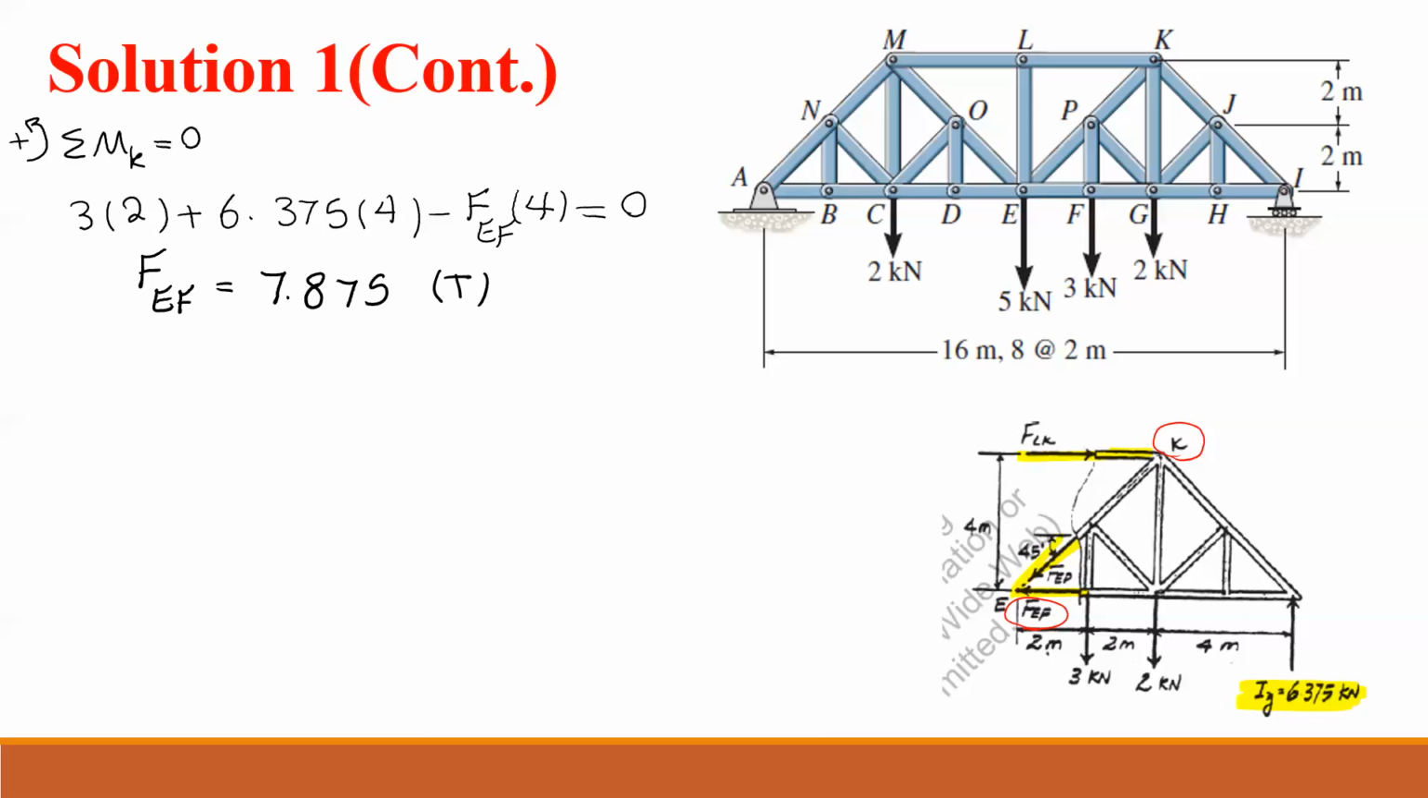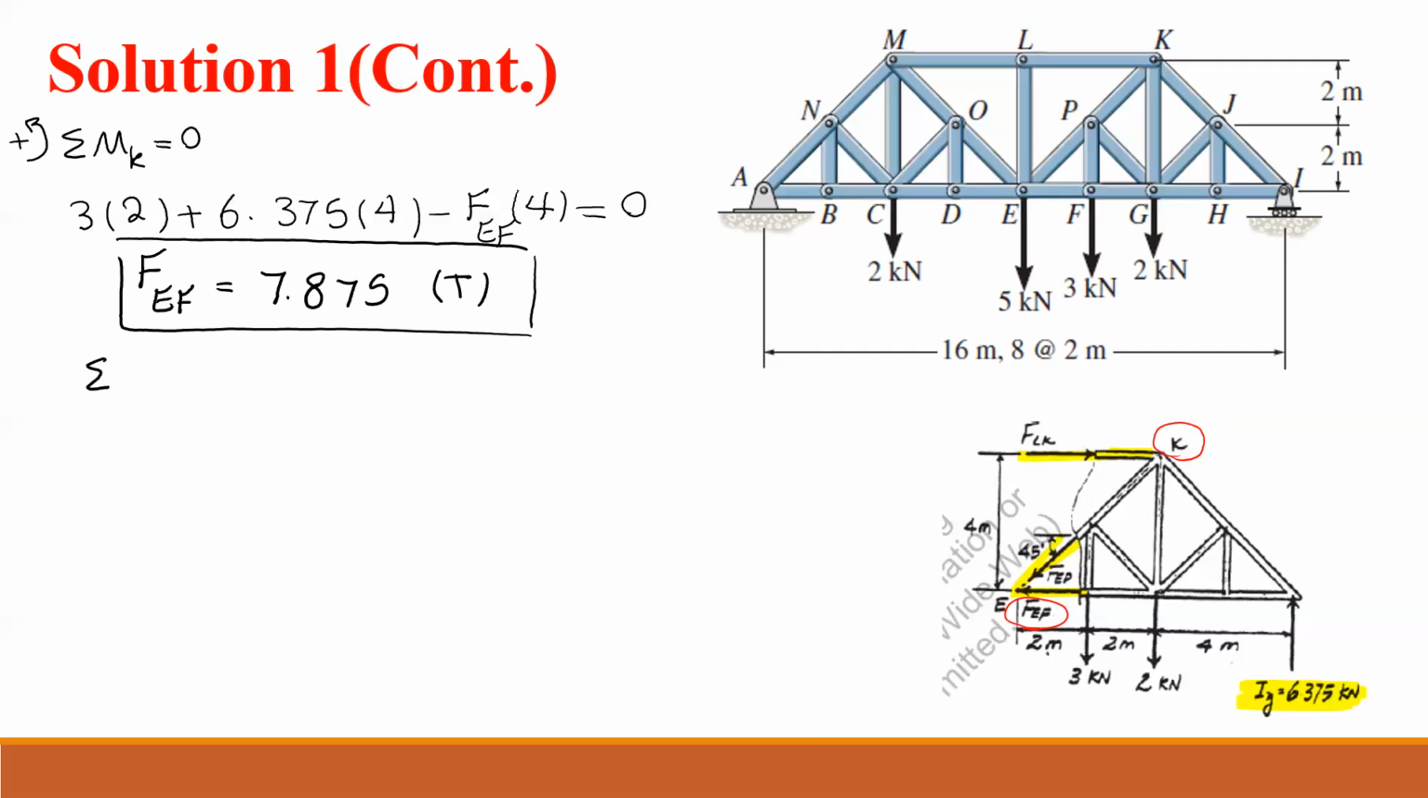In this problem, if you look at the direction, you can see I assume some of them are in tension or compression. It's up to you. The direction doesn't matter, because at the end, if you get positive, it means your direction is correct. If you get negative, it means if you assume it's in tension, it's not in tension, it's in compression. All right, so I found one of the forces that I want. I still need to find two more internal forces.